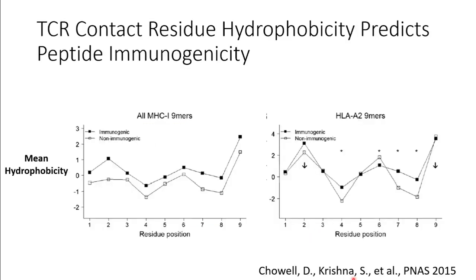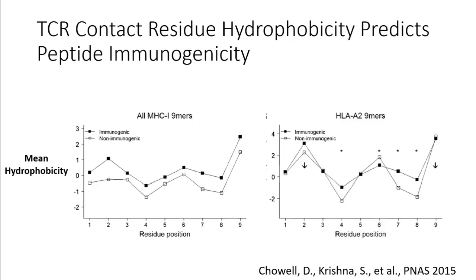So here, these are the amino acid residue positions on the peptides, and this is their mean hydrophobicity. Black squares are immunogenic peptides, and white squares are non-immunogenic peptides. What was found was that immunogenic 9-mer epitopes were significantly more hydrophobic than non-immunogenic 9-mer peptides at each amino acid residue. For HLA-A2 9-mers, if we compare hydrophobicity of anchor residues, which are number 2 and number 9, there is no significant difference in hydrophobicity.